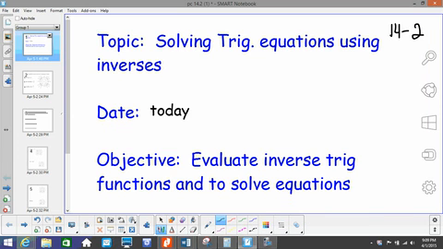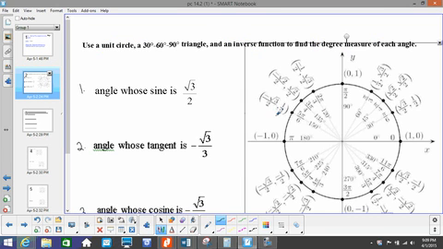So we have done a lot where I give you an angle and I say find the sine or the cosine. And what's going to happen now is they're going to give you the sine, the cosine, or the tangent, and they're going to say, hey, find what the angle is. You will definitely want to have your unit circle out in front of you for this one. All right, for our first one, we want to find the angle whose sine is radical 3 over 2.